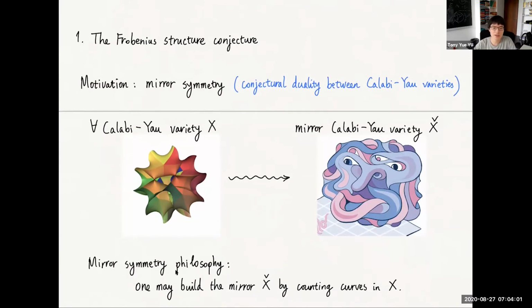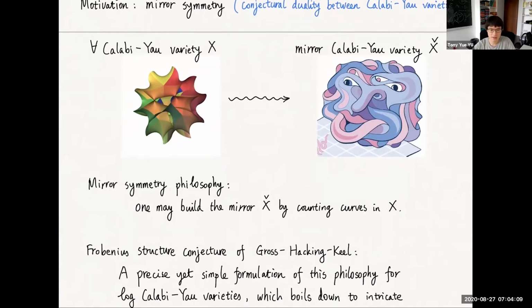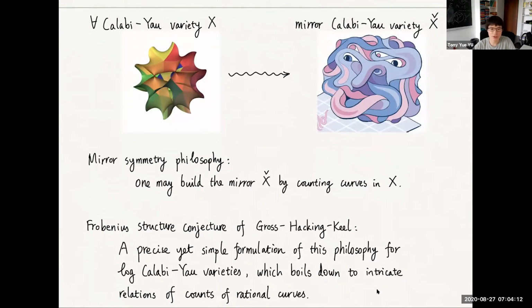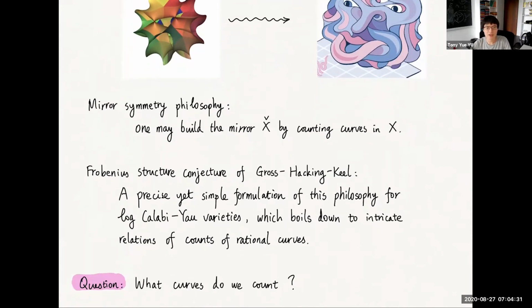The philosophy of mirror symmetry is that one may build the mirror X check by counting curves in X. And the Frobenius structure conjecture of Gross-Hacking-Keel is a precise yet simple formulation of this philosophy for log Calabi Yau varieties, which boils down to intricate relations of counts of rational curves. And the question is, what are the curves that we count? So now let me explain the idea of Gross-Hacking-Keel.